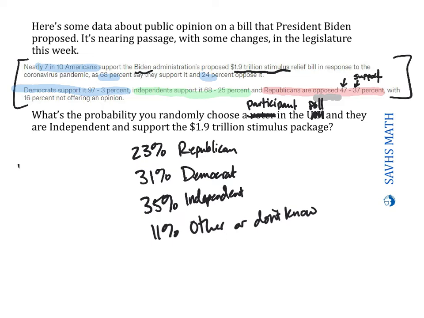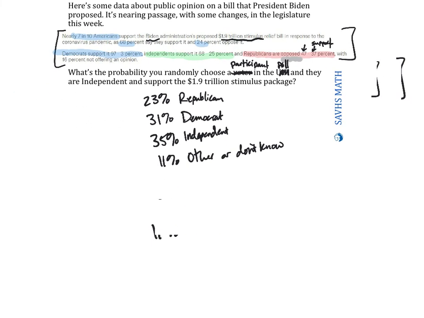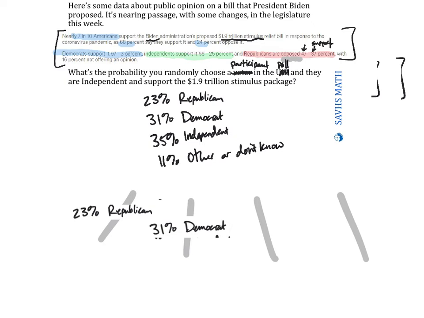Okay, so if I make a little tree diagram here, I'm going to start by breaking it down by political party. So we're going to copy our 23% Republican, put that here. We're going to copy our 31% Democrat and put that here. We're going to copy our 35% independent and put that here. And then we're going to take our other or don't know and put them here. So this is getting a little messy, but that's okay.